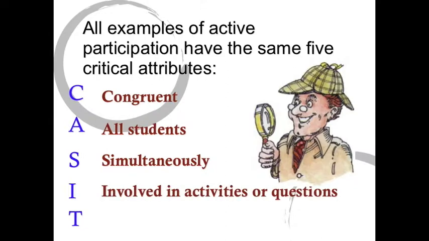A. All students are involved. S. All students are involved simultaneously. I. All students are involved in activities or questions that let them process new learning. T. The opportunities for active participation occur throughout the lesson. Each of these critical attributes is important and supported by research and classroom experience.